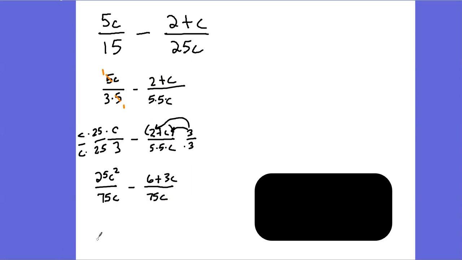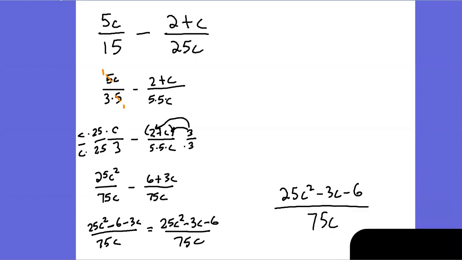Okay, I have common denominators. So now I can just subtract these fractions. My denominator is going to be 75c, and we're going to distribute this negative here. So I have 25c squared. I'm subtracting this grouping, so subtract the 6 and subtract the positive 3c. So I'll have minus 3c, and let's rearrange this so that it's in standard form. And looks like my final answer should be 25c squared minus 3c minus 6 all over 75c.